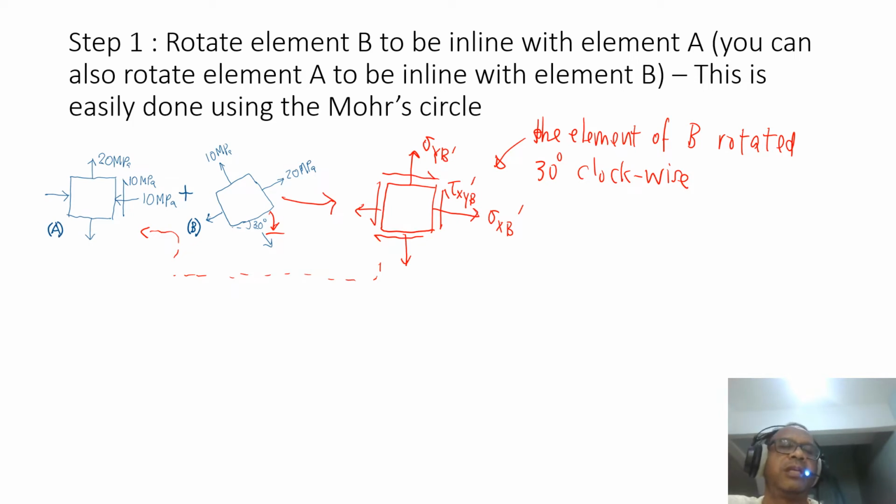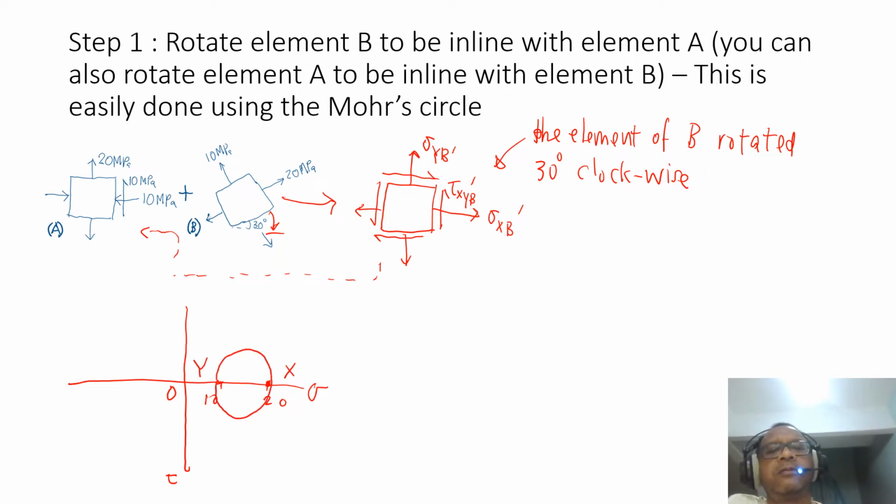Basically in a Mohr circle, we have sigma and tau and 0. Let's say this is 20, 10. So this is 20, 10, and you don't have anything else here. So this is your X face, and this is your Y face, and that is your small circle. So this is the center line.